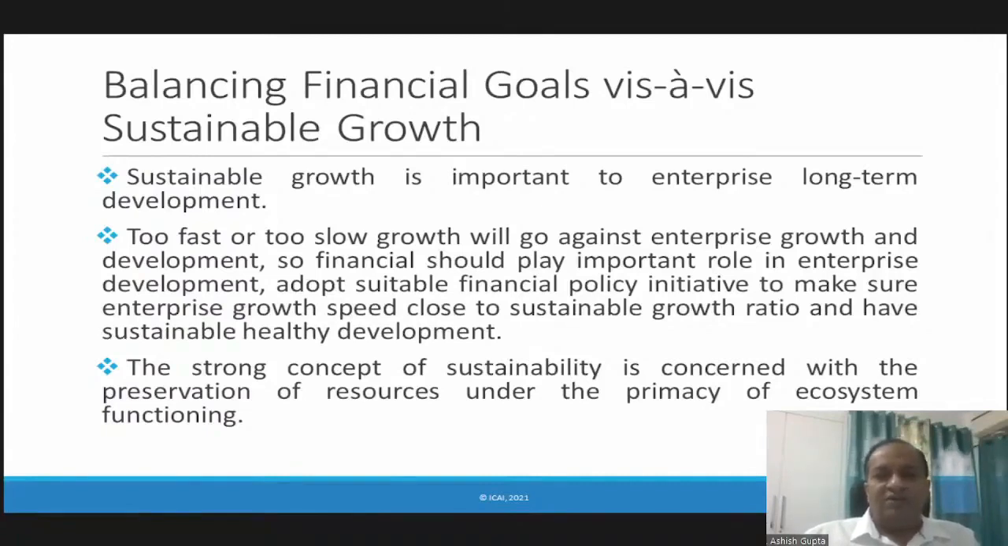Now, sustainable growth is important to the enterprise's long-term development. Growth that is too fast or too slow will go against enterprise growth and development. So finance should play an important role in enterprise development, adopting suitable financial policy initiatives to make sure that enterprise growth stays close to the sustainable growth rate and has sustainable, healthy development.